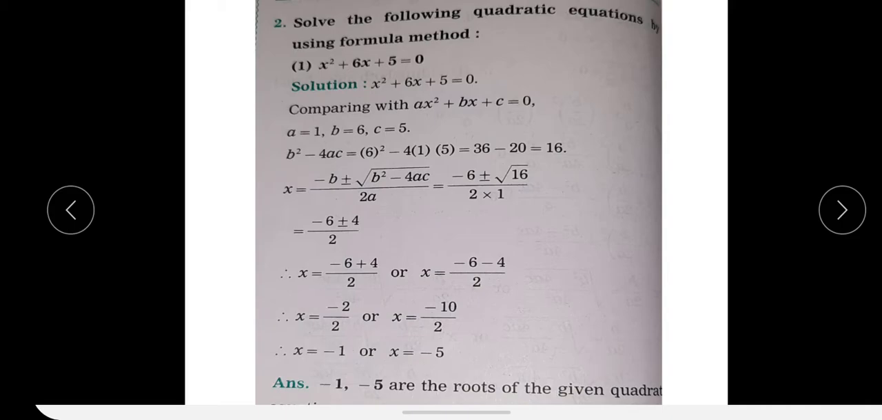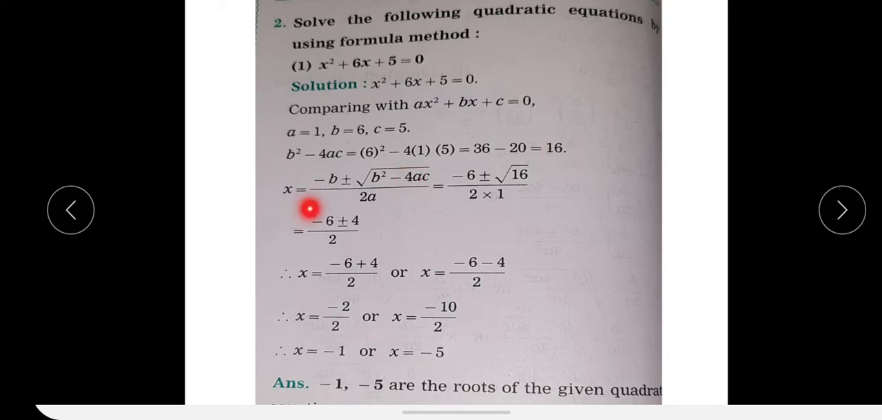You can substitute in the direct formula, or you can first of all find the value of b square minus 4ac separately. Consider this under root term, that is b square minus 4ac first of all. Then b square minus 4ac is equal to 6 square minus 4 into 1 into 5, that is 36 minus 20, that is 16. Then when you get the value of b square minus 4ac, under the root sign you can directly write the value as 16.